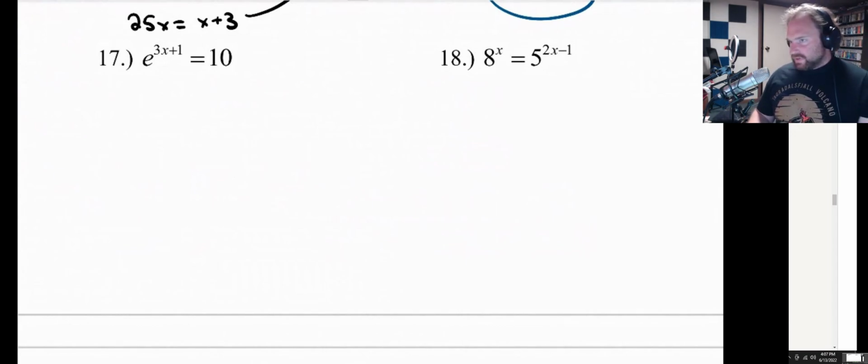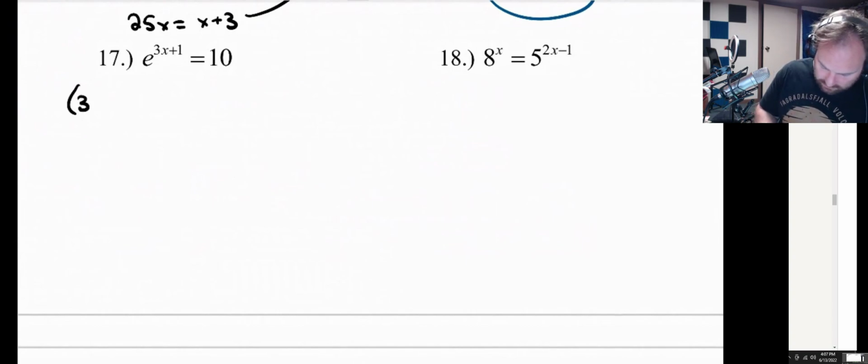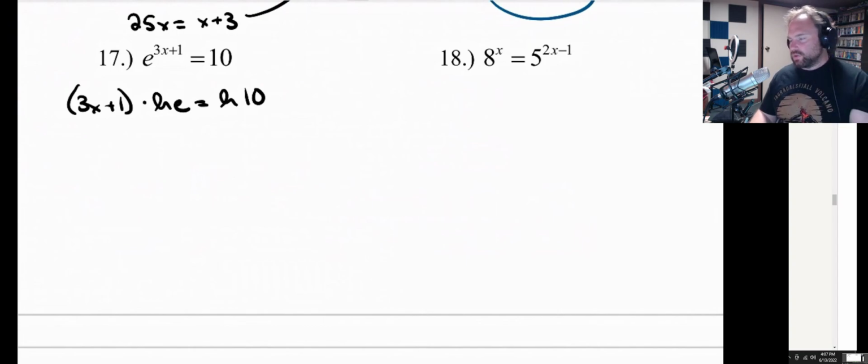For number 17, we're going to take the natural log of both sides. Now, I'm going to go ahead and do that 3x plus 1 kick down right now because I want to save some time. 3x plus 1 times the natural log of e is equal to the natural log of 10. Again, taking the natural log of both sides and kicking that thing down. Natural log of e, you might know, is just 1.